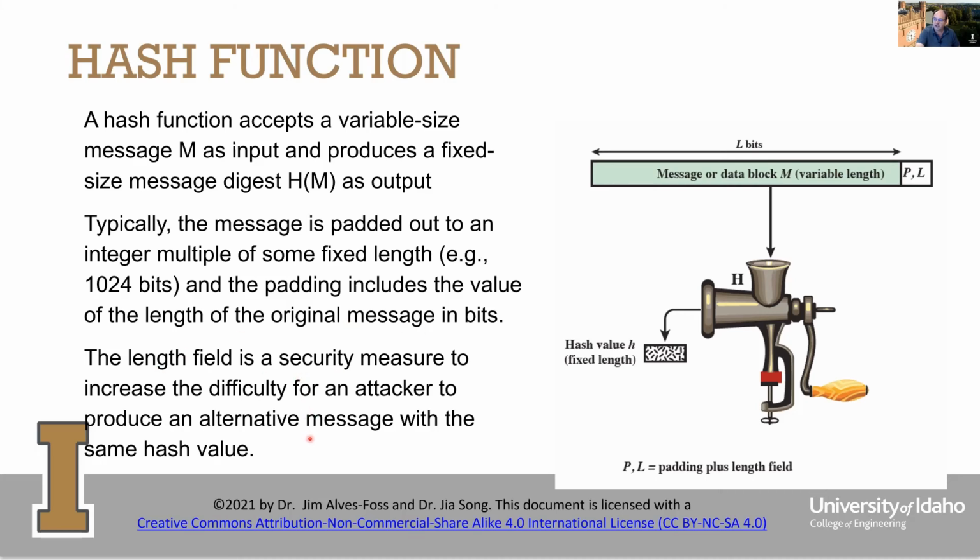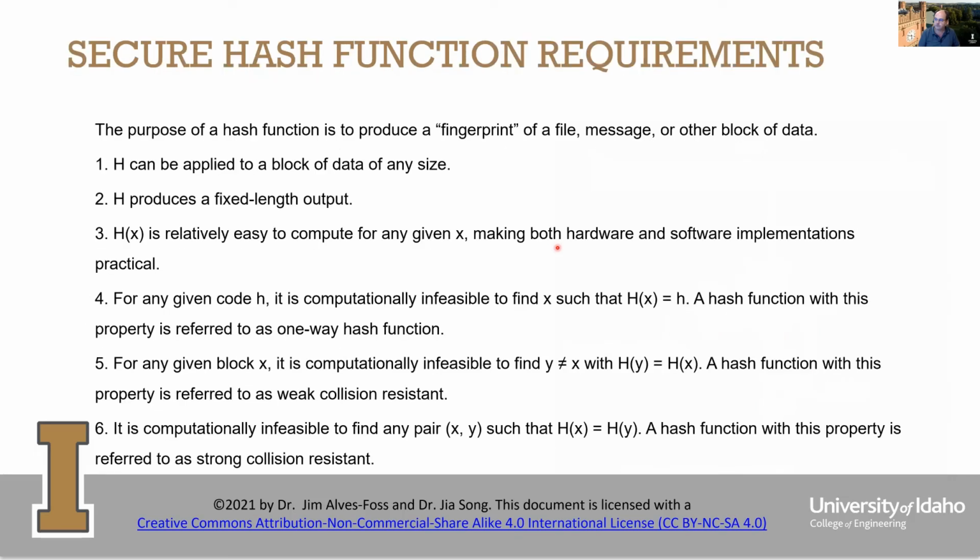The length field is an extra security measure to increase the difficulty for the attacker to produce an alternate message with the same hash to create a collision, because now not only do they have to have the same message, it has to be the same length. All right, so we have the message or data block. We have a padding. We have the length. This is L bits plus padding plus the number L. We get the full length. We run it through the hash function. We get the hash value.